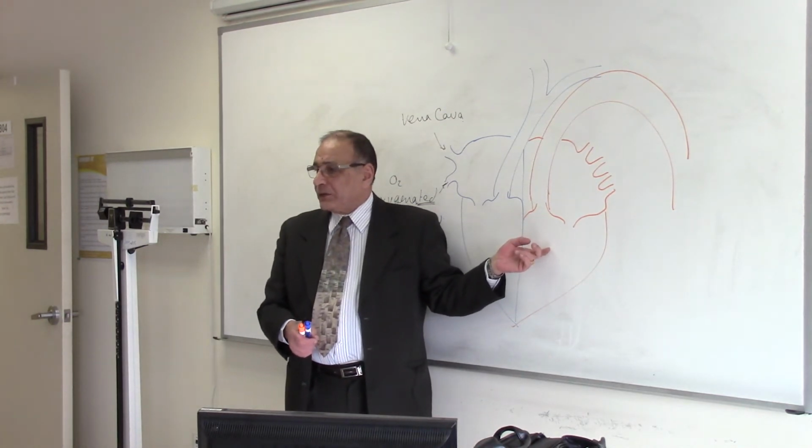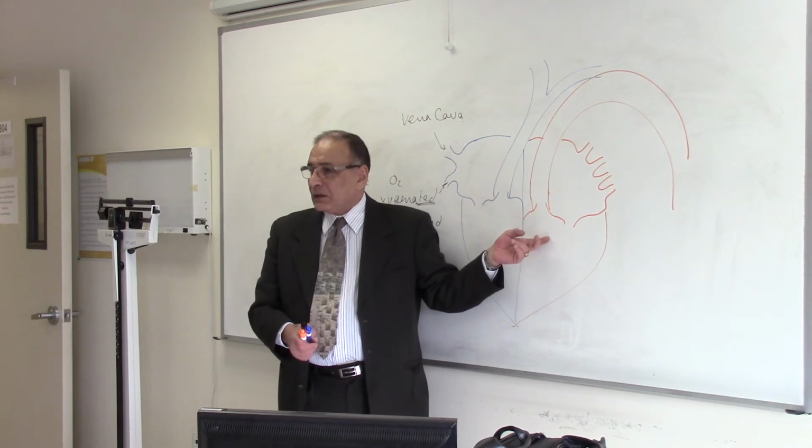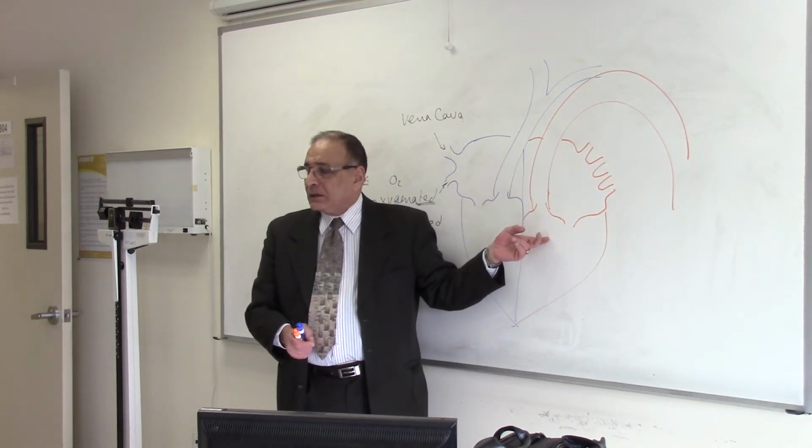Arising from the left ventricle is the aorta, where the semilunar aortic valve is here. If you have any question, just ask me. Don't ask your friend. Okay?